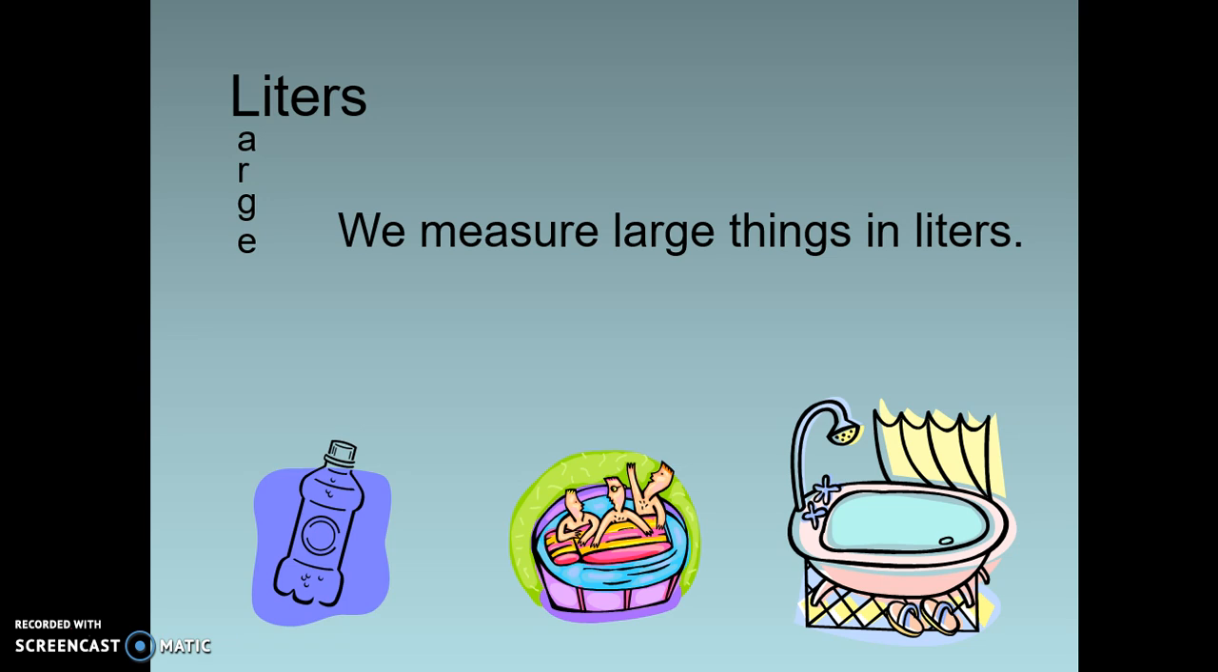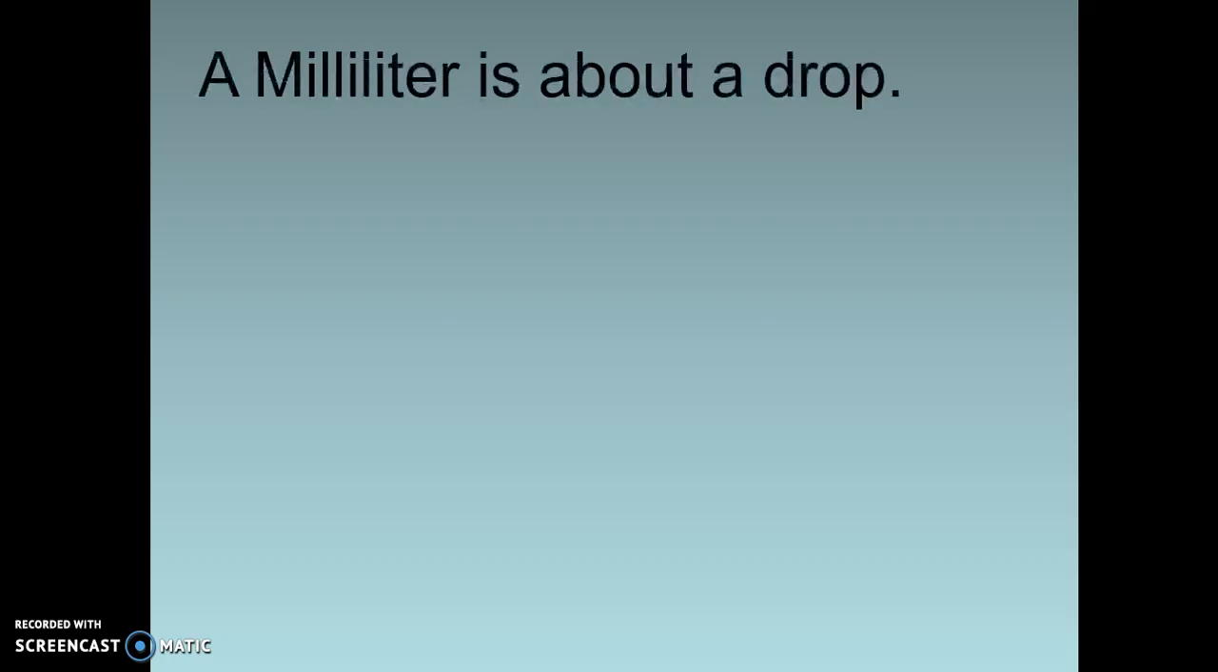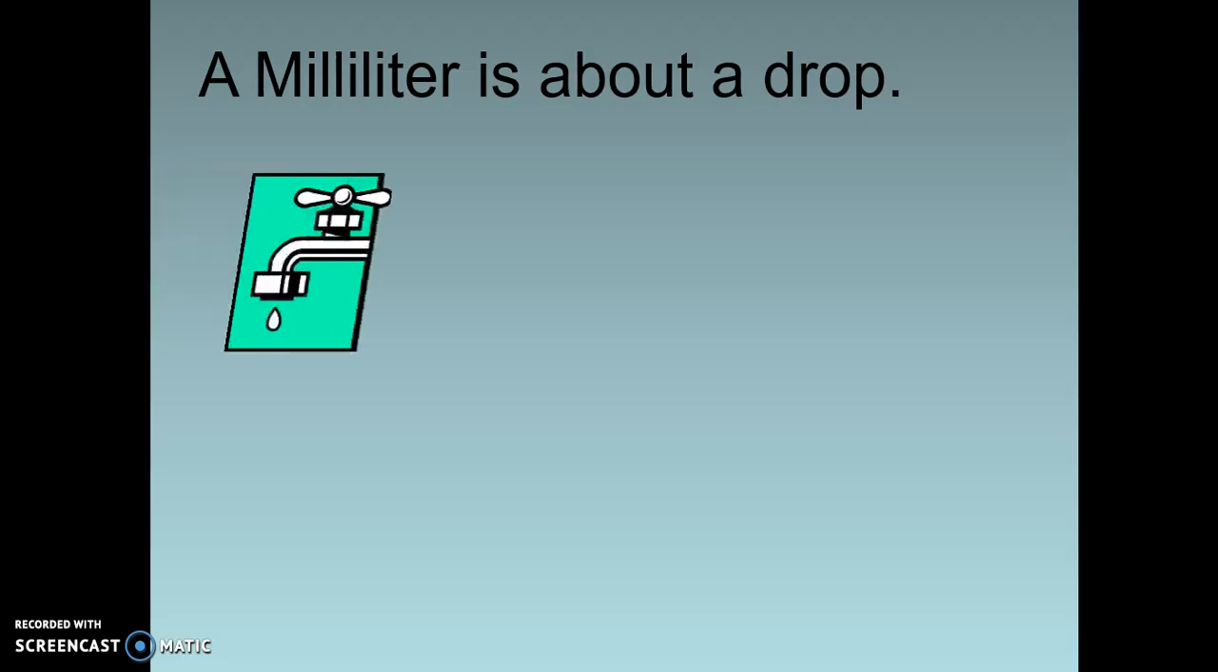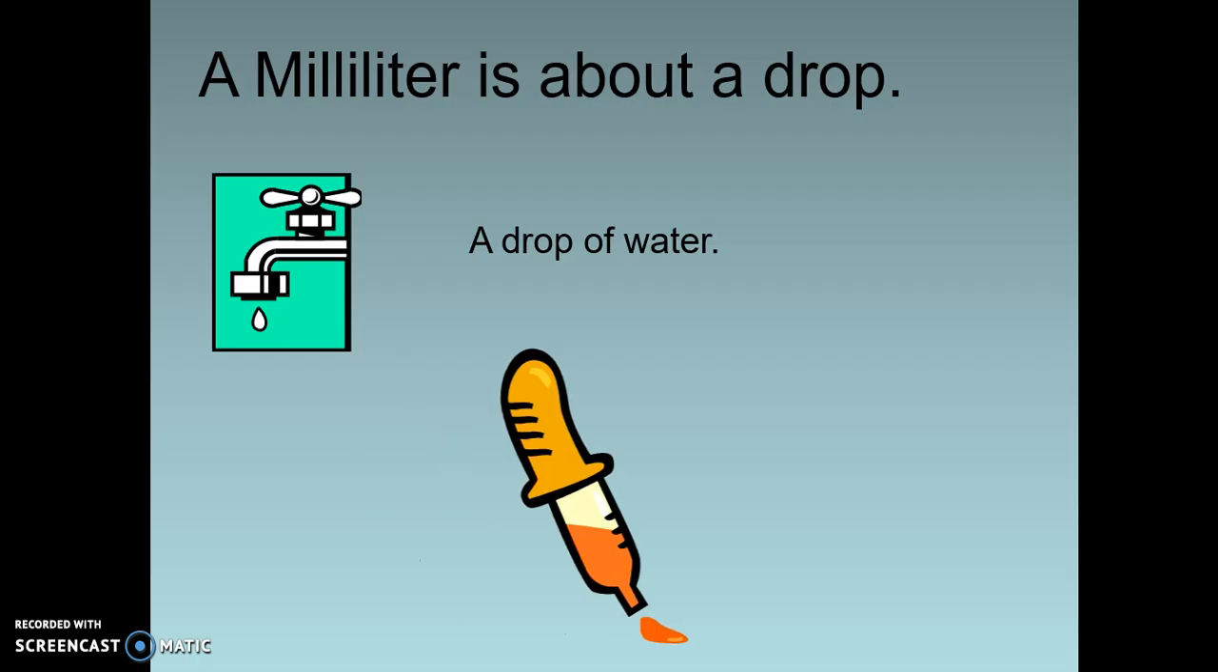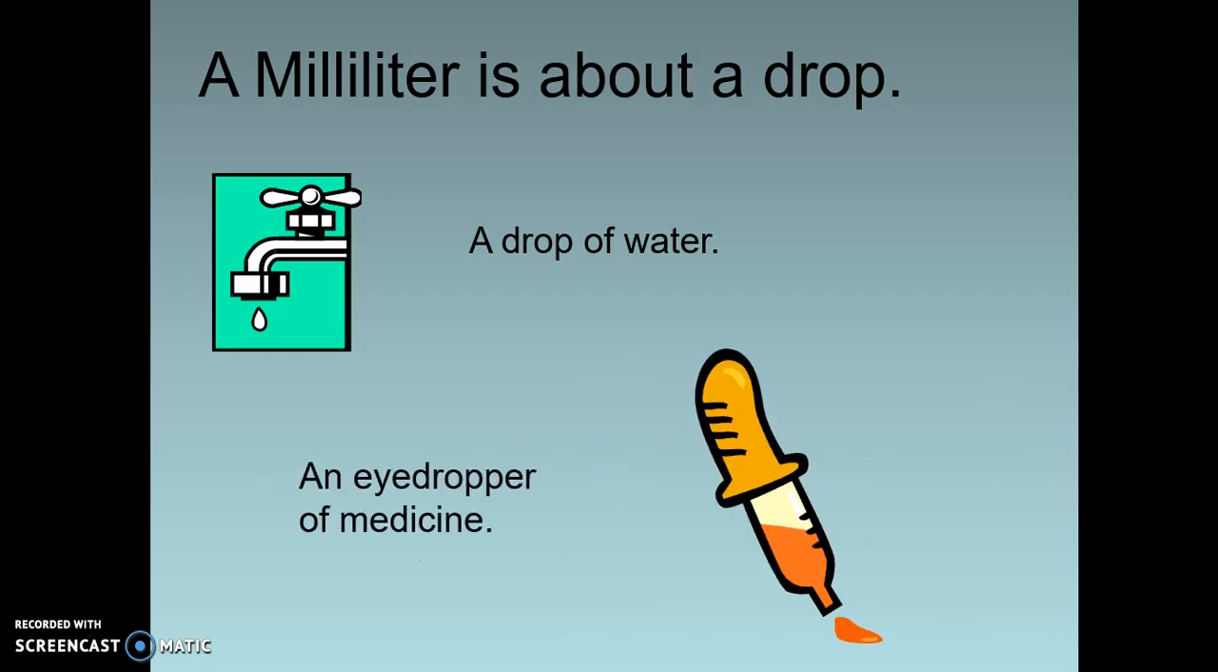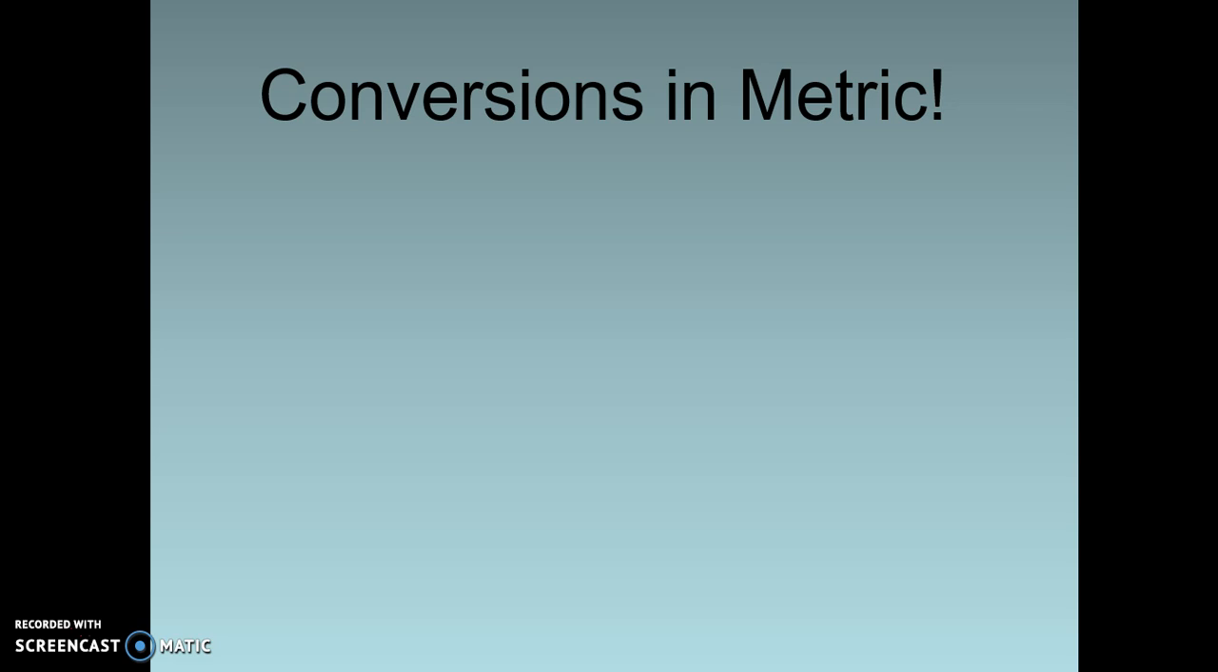You want to measure the capacity when using the metric system in liters if they are larger units of measurement for capacity, which would mean milliliters is just a really small unit of capacity measurement. It's about a drop. A drop of water would be equivalent to 1 milliliter. An eyedropper of medicine would be equivalent to 1 milliliter. So in this case, we don't really need to get into the conversions just yet, but we should know the numbers. 1,000 milliliters equals 1 liter.